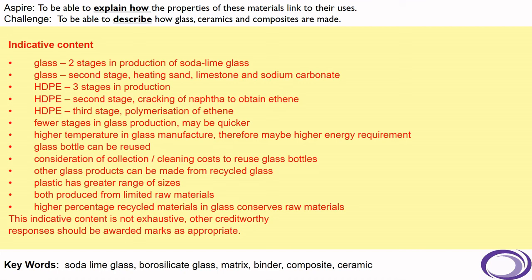Now, typically more stages equals more cost. It also makes it slower, so glass production could be quicker. A higher temperature is used in glass manufacture, so there's a higher energy requirement, but the glass bottle can be reused significantly more times. There must be cleaning and collection costs involved in that though. Other glass products could be made from recycled glass. Plastic has a higher range of sizes. Both are being produced from limited raw materials, however there is more sand available than crude oil.